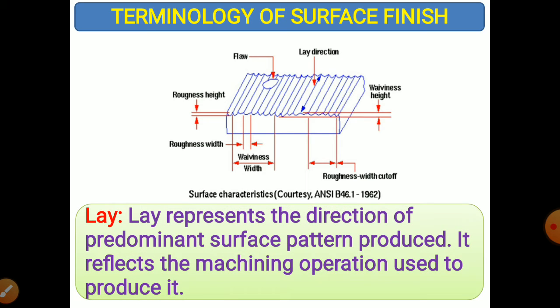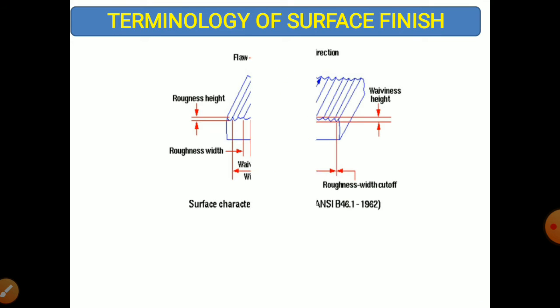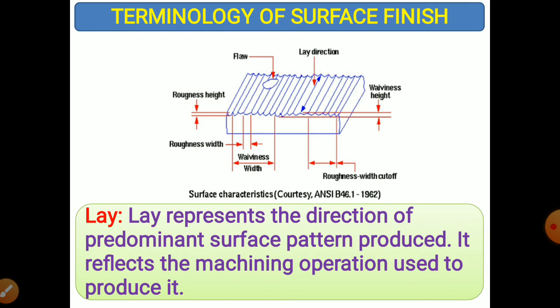So next is lay. Lay represents the direction of the predominant surface pattern produced. It reflects the machining operation used to produce it. It directly indicates the direction of machining, the direction in which you have made the machining. So you can see here, it indirectly indicates what type of machining you have used by looking at the surface, whether you have used a grinding process or a milling process, etc. So it indicates the direction of machining.